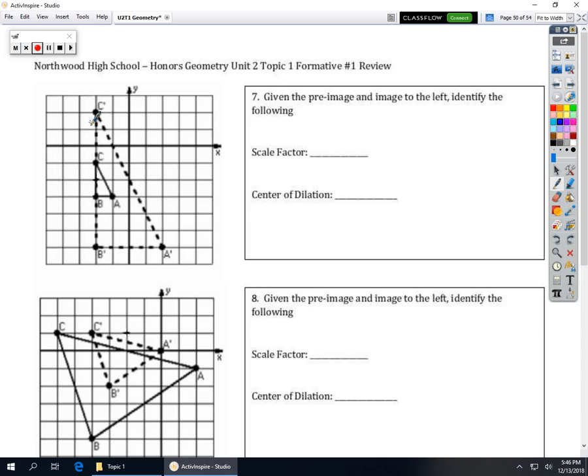So scale factor. Well, pick any side. Let's pick AB. That's 1. How big is it for the new one? 1, 2, 3, 4. So the scale factor is 4. The sides have become 4 times larger.